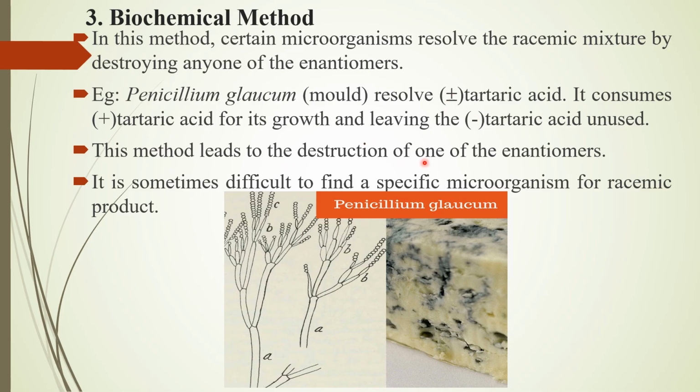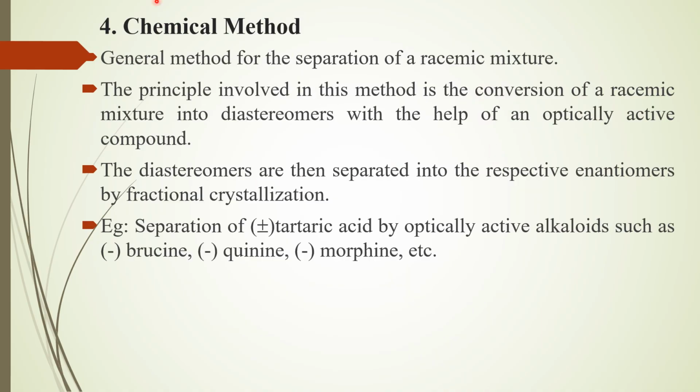This method leads to the destruction of one of the enantiomers, and it is sometimes difficult to find a specific microorganism for racemic product. Then fourth one is the chemical method. This is the general method for the separation of racemic mixture. The principle involved in this method is the conversion of a racemic mixture into diastereomers with the help of an optically active compound. Then the diastereomers are separated into the respective enantiomers.